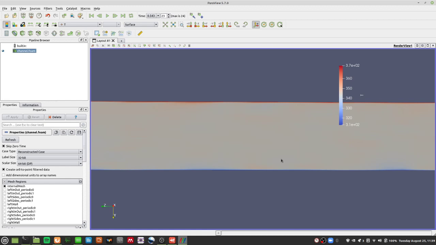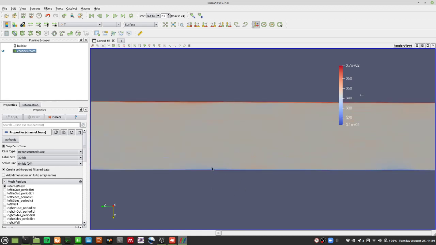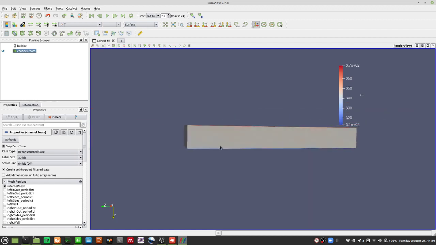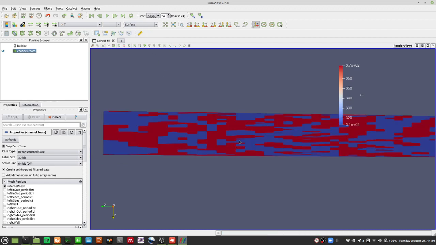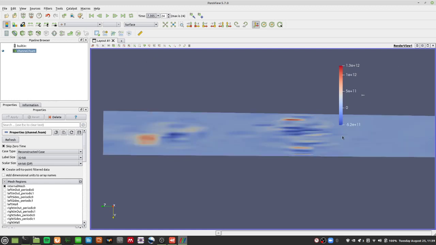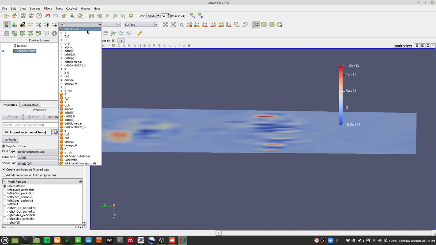buoyantBoussinesqPimpleFoam is able to simulate this. And what actually happens is that you have to run it for a long time, and what you'll see happening is this. Okay, what's actually going on over here? You see the temperature actually going to minus 5.2 times 10 to the 11 and 1.3 times 10 to the 12. So you see this is actually not working anymore.